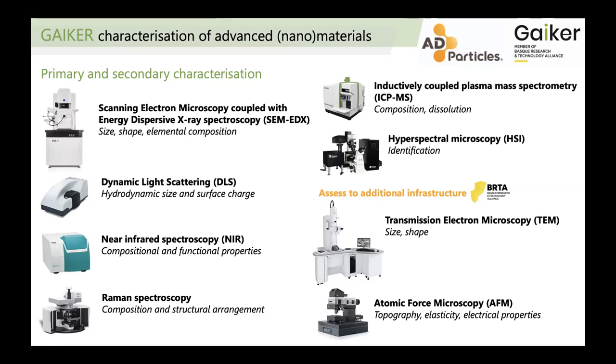Here I'm showing very quickly the potential that we have concerning the characterization of nanomaterials and advanced materials. For primary and secondary characterization, we have several equipments and techniques available, for example to determine the size, shape, and elemental composition of the nanomaterials, and to study the stability and behavior of the nanomaterials in different solutions, using, for example, DLS. We also have spectroscopy, near-infrared spectroscopy, Raman spectroscopy. We also perform analysis using ICP-MS for composition and dissolution of the particles.